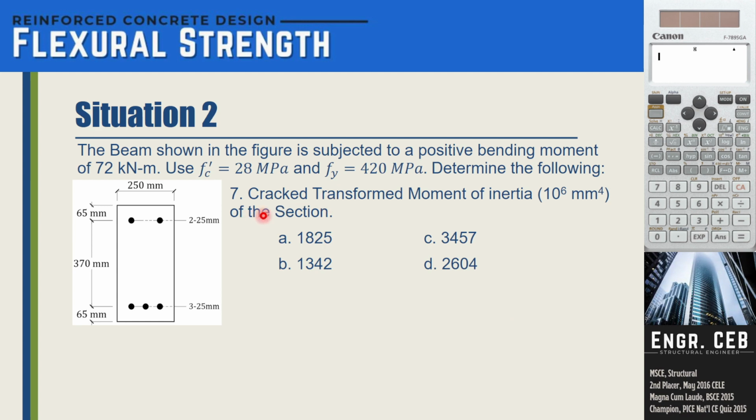We have to identify which side is the tension side. So is it the upper side or the bottom side? Whichever has the larger amount of reinforcement corresponds to the tension side. So in this case, our bottom is the tension side and the upper side is the compression. So when we say cracked transformed moment of inertia, we will no longer include the concrete below the neutral axis.